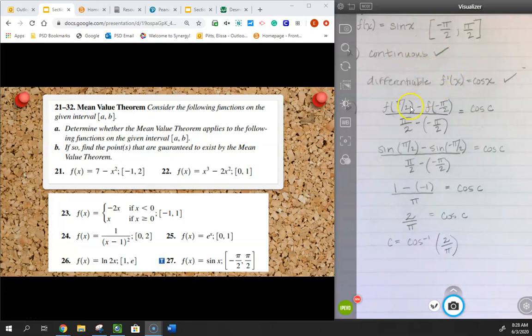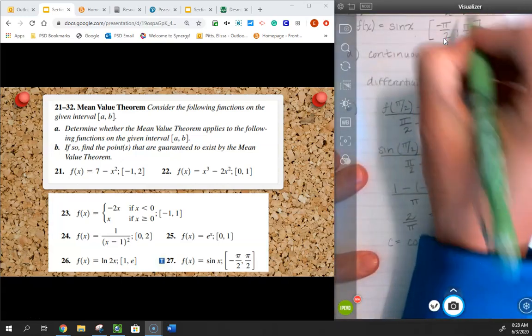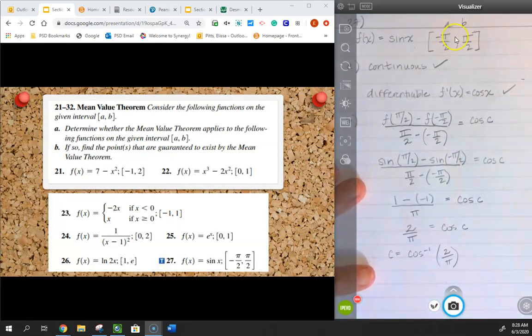So sine of x is continuous and differentiable, so check, we can use the mean value theorem. Here's your a and your b, and we say f of b minus f of a all over b minus a is equal to cosine of c. Again, I use c because I'm accustomed to that, but your book might use x. Either way, c represents an x value, that's fine. So then we put pi over 2 into our function: sine of pi over 2 minus sine of negative pi over 2, over pi over 2 minus negative pi over 2, equals cosine of c.